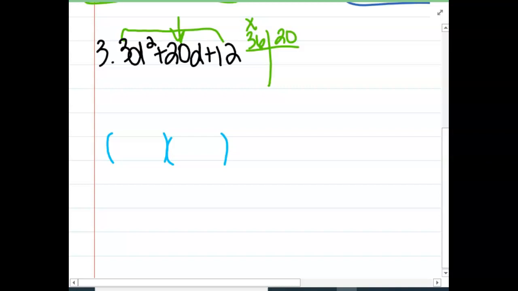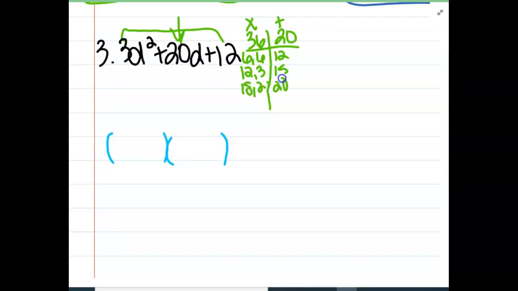Multiples of 36, things that multiply to give you 36 and add to give you 20. Lots of factors of 36. What are some things that multiply to give you 36? 6 and 6, which adds to give me 12. What else? Even if it's not right, throw it out there. 12 and 3, which is 15. What else? 18 and 2. There we go.